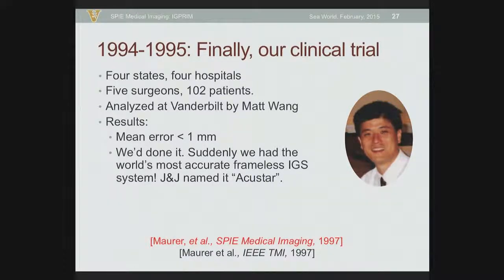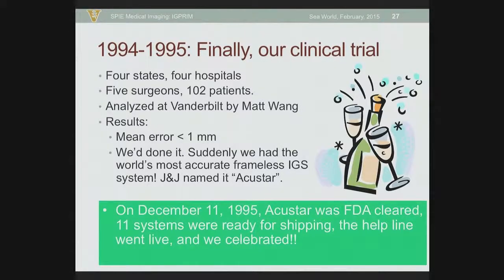We had the world's most accurate frameless system, and we could prove it. Johnson & Johnson paid a company $5,000 to come up with the name, AccuStar. If they'd have paid me $500, I could have done better than that. But anyway, it is what it is, and so that's what it was named. And December 11th, 1995, I'll never forget it, AccuStar was FDA cleared.